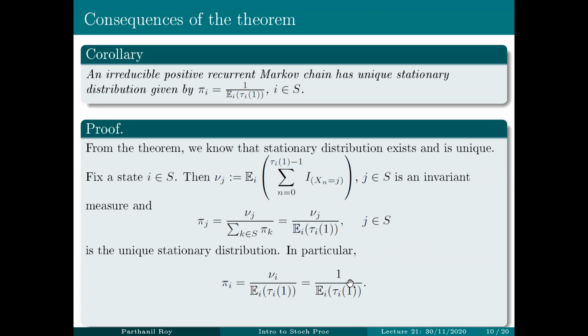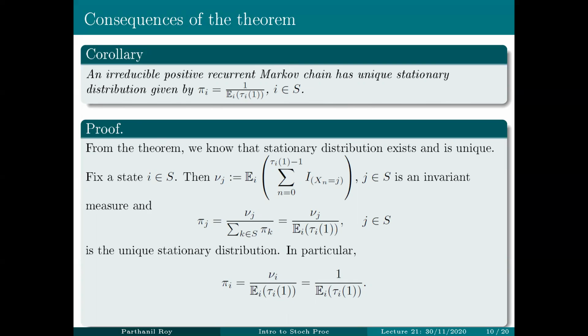But nu I is 1. We already know that. So therefore, pi I is 1 over expected return time to I. Now note that we just fixed the state I, but this I is arbitrary. We could have fixed some other state I also. All the states are positive recurrent because positive recurrence is a class property and the Markov chain is irreducible. We could have done it with any state I, and that would show that pi I would be equal to 1 over this for any state I.